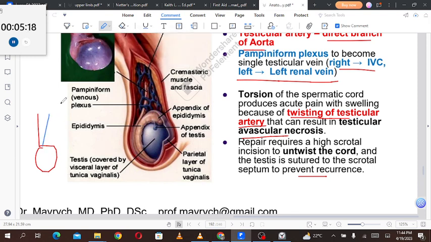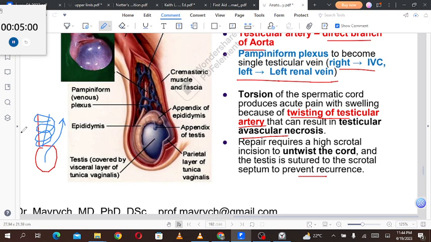Whenever there is torsion, suppose this is the testis, and here we have the artery, and here we have a vein. Since veins are a low pressure system and arteries are a high pressure system, initially there will be obstruction of the vein. When the vein is obstructed, the blood cannot leave the testis, so blood starts accumulating inside. If the blood is not leaving through the vein, resultantly no blood is entering through the arteries as well.